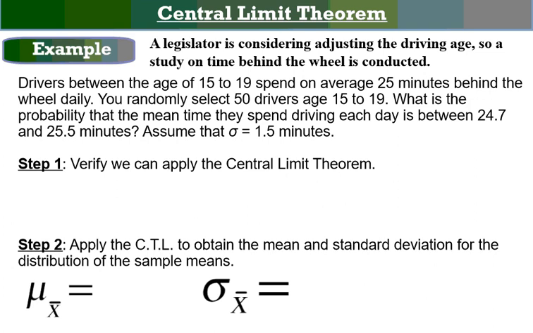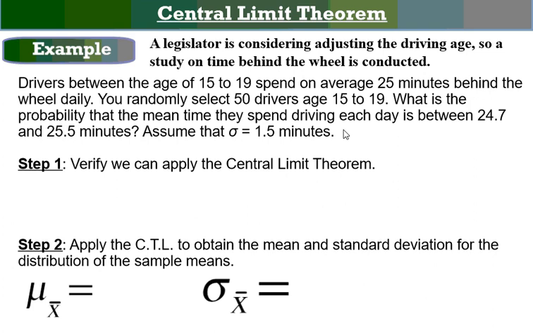Example of using it. So a legislator is considering adjusting the driving age, so a study on time behind the wheel is conducted. Drivers between the age of 15 and 19 spend on average 25 minutes behind the wheel daily. You randomly pick 50 drivers between that age range. What is the probability that the average time that that group spends driving each day is between 24.7 and 25.5 minutes? Assume that the population standard deviation is 1.5.